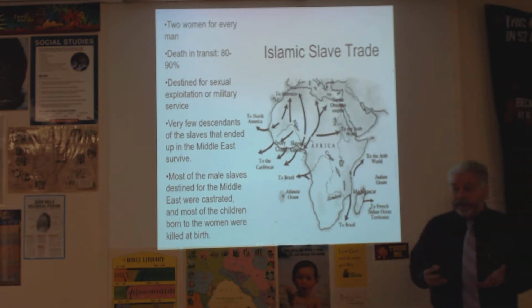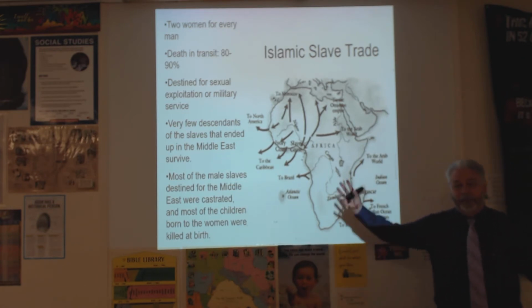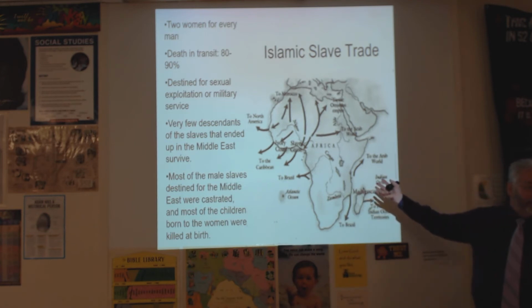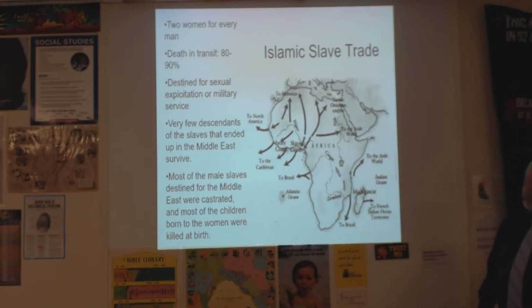So in the United States, for example, if slaves had children, some plantation owners would look at that as, okay, I've got some free slaves here. I've got more slaves. And sometimes slaves were even bred for that purpose. But not in the Arab world. In the Muslim world, they didn't want them having any children. They castrated the men and killed any babies that were born. Any comments or questions?